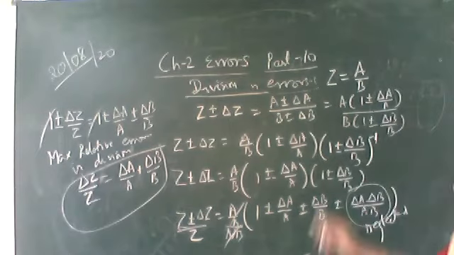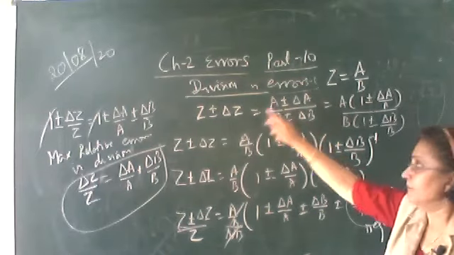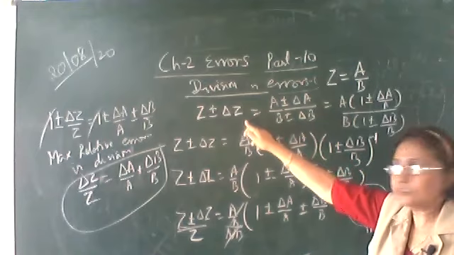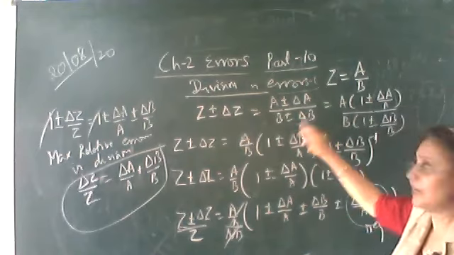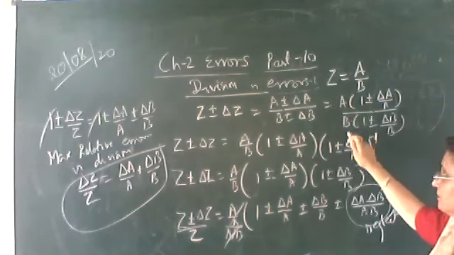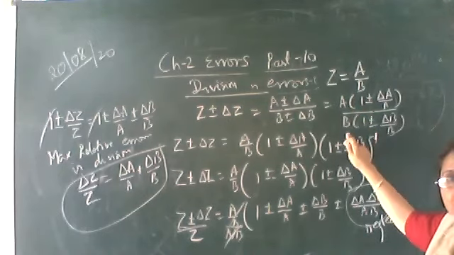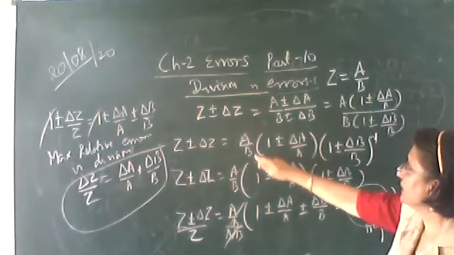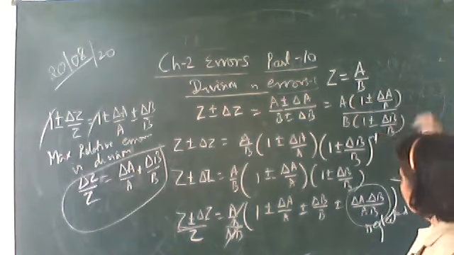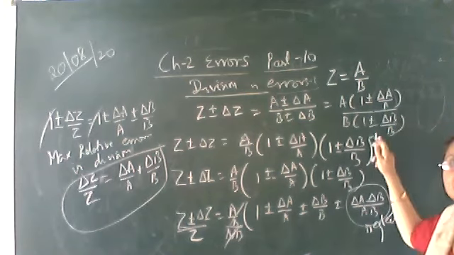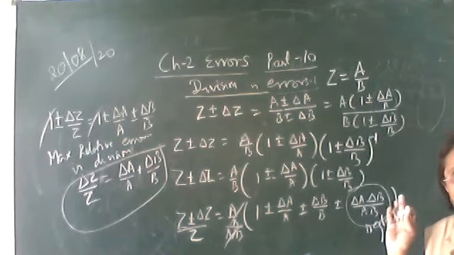Okay, very simple. How did we simplify? Measured values divided, so there will be some absolute error in the quotient. These are the measured values. Take a common from the numerator, b common from the denominator. And how can it be written? A upon b, 1 plus minus delta a upon a multiplied by 1 plus minus delta b upon b raised to the power minus 1.